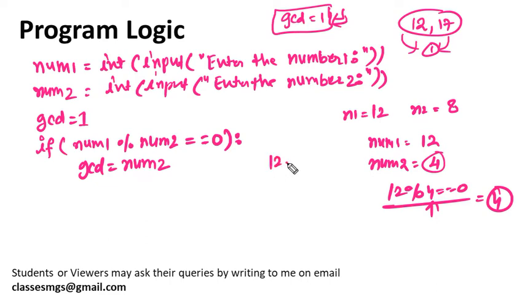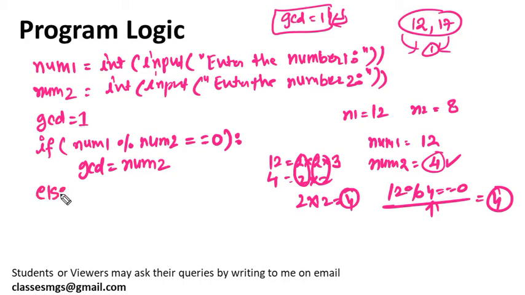You can calculate it. 12 equals 2 into 2 into 3, and 4 is 2 into 2. You take the common multiplier, 2 into 2, that will be 4 only. So this way you can directly say this is a mathematical fact. You should know this mathematical fact. Else, suppose this is not the case.